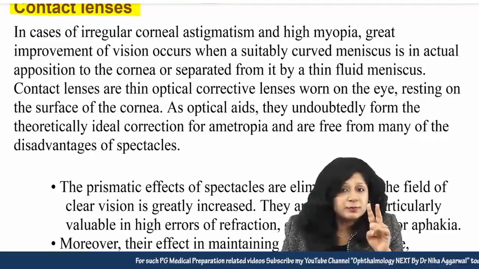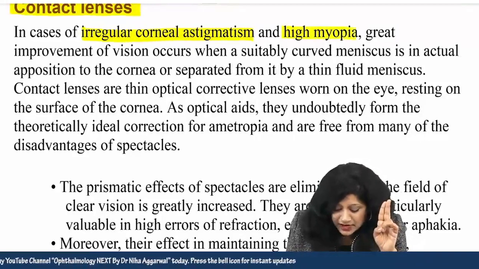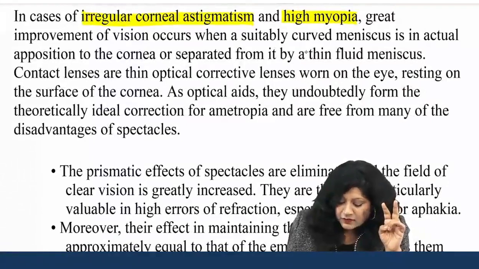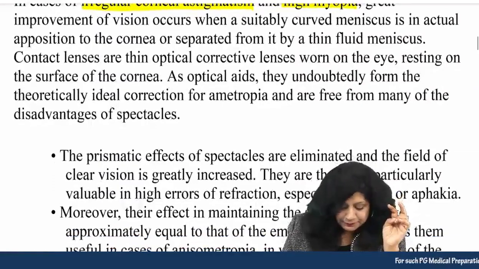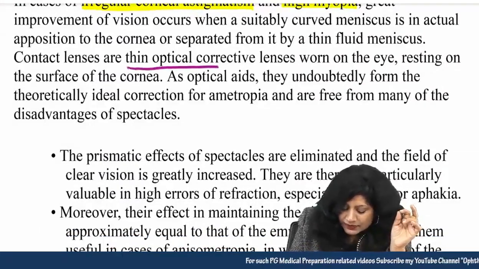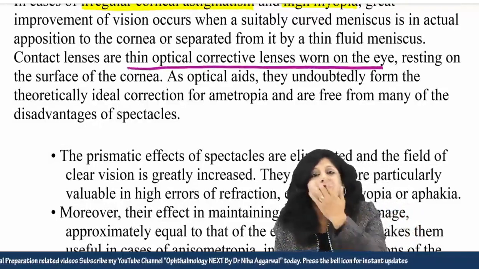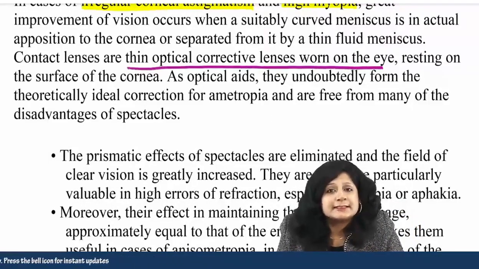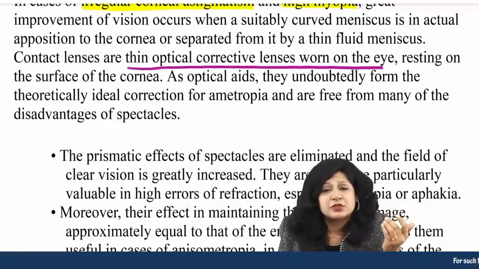So there are two important things. One is your irregular corneal astigmatism, and second is your high myopia. There is great improvement of the vision that is occurring when a suitably curved meniscus is in actual opposition to the cornea. Contact lenses are thin optical corrective lenses worn on the eye. They are resting on the surface of the cornea. If you remember, we have discussed a whole lot of information about contact lenses in the video. I have shared the contact lens video separately, so you can go through that video also if you have not seen it yet.